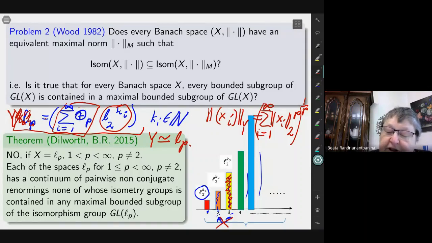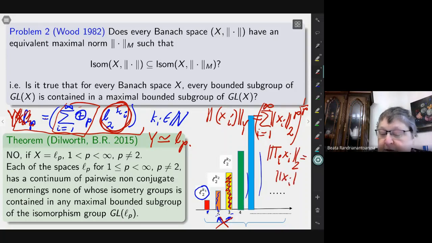So of course, if t_i is an isometry of this L2 of k_i, then the L2 norm of t_i of x_i will be the same as the original norm, since it is an isometry of that fiber. So it will remain an isometry of the whole thing. And I am saying those are the only isometries if I pick those dimensions to be different.